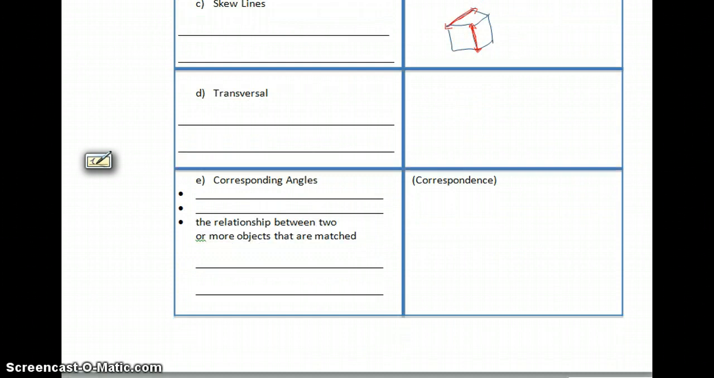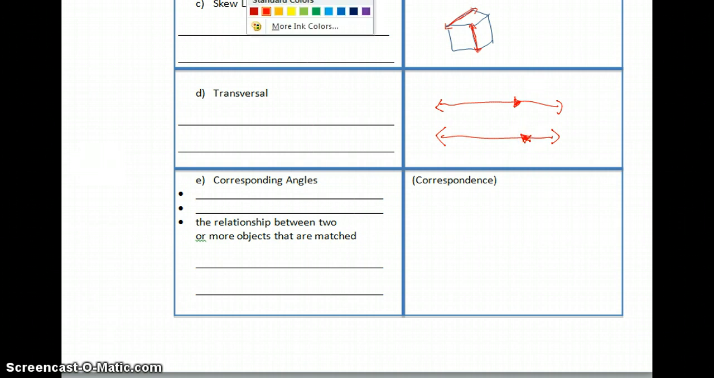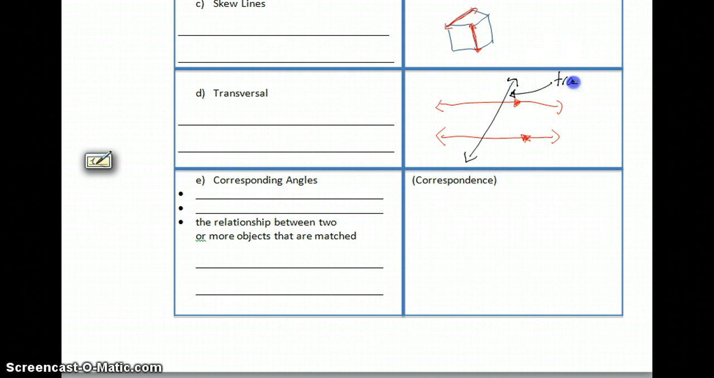Transversal might be something that you've never heard of before. Okay, so what a transversal is, we have 2 parallel lines. Okay, we know that they're parallel because this set of triangles is on there. A transversal is a line that goes right through the middle of these parallel lines. Okay, so this is the transversal.